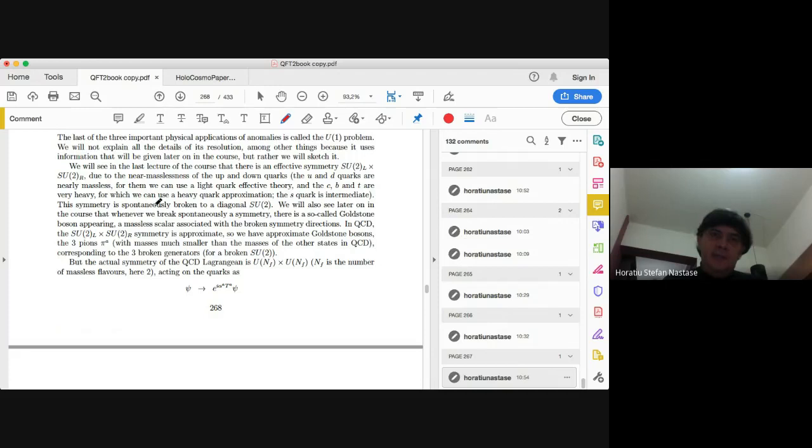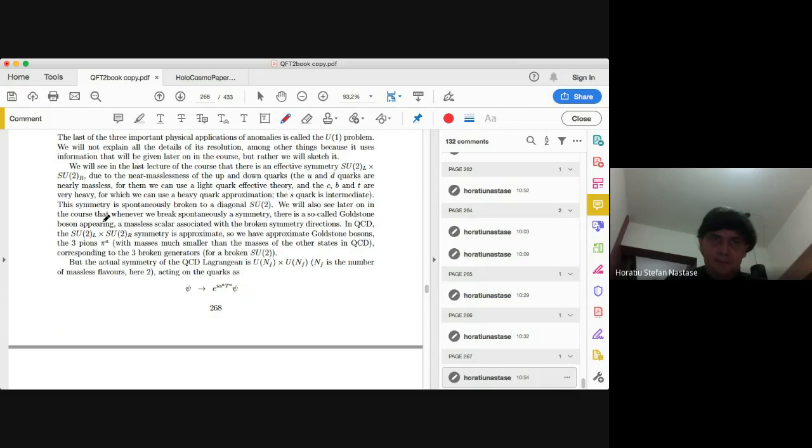This is spontaneously broken to a diagonal SU(2). Again, details that I cannot explain yet. And also, whenever we spontaneously break a symmetry, there is a so-called Goldstone boson appearing. A Goldstone boson is a massless scalar associated with the broken symmetry. So in this case, we break an SU(2) cross SU(2) to a diagonal SU(2). So we're left with an SU(2) worth of Goldstone bosons, meaning three Goldstone bosons.